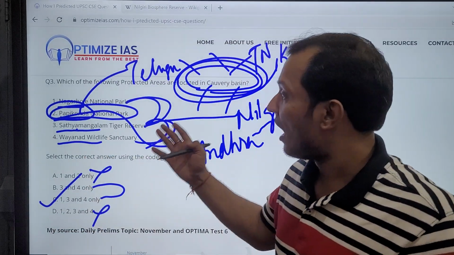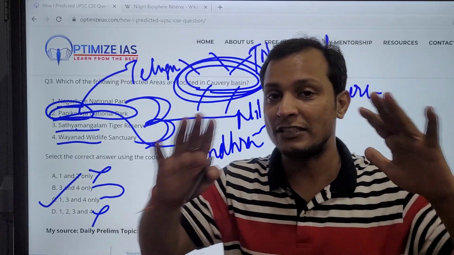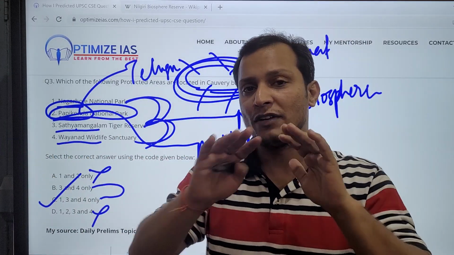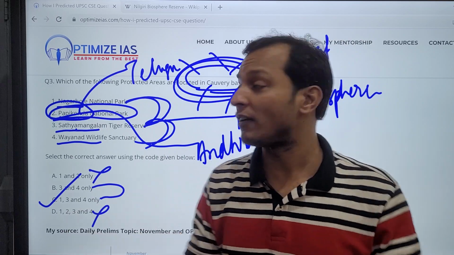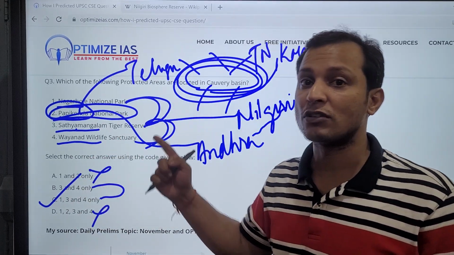So guys, you can see how we have tried to use our basic common sense, basic understanding about various cultures and traditions, to solve a factual question in the UPSC exam.